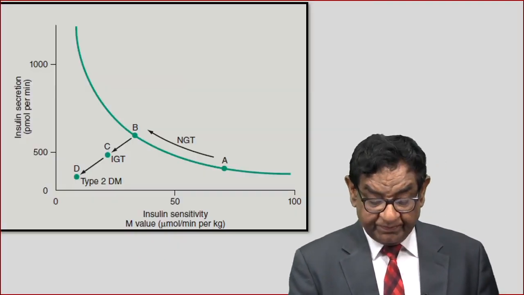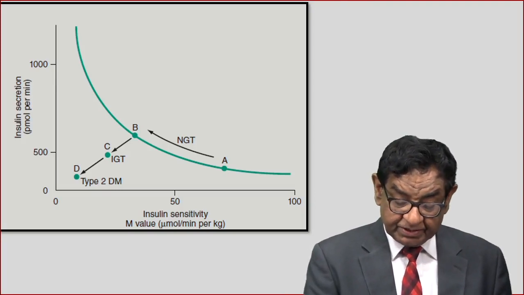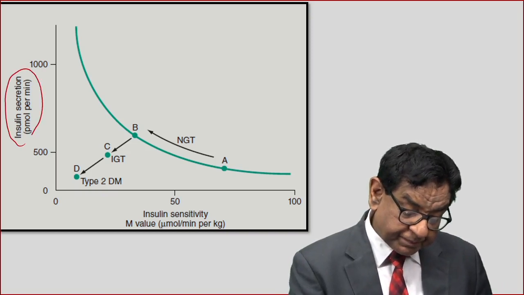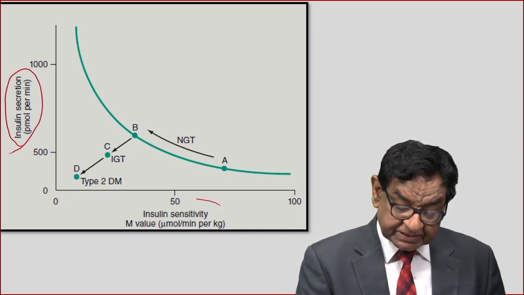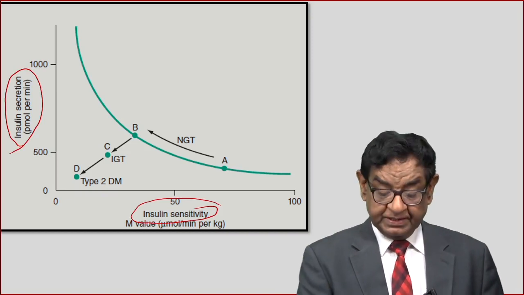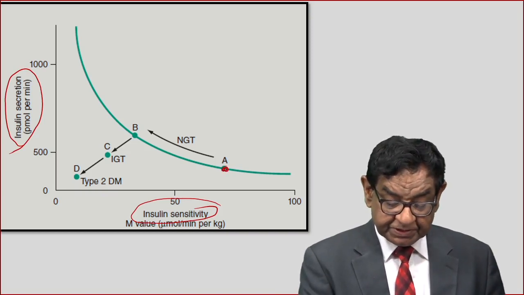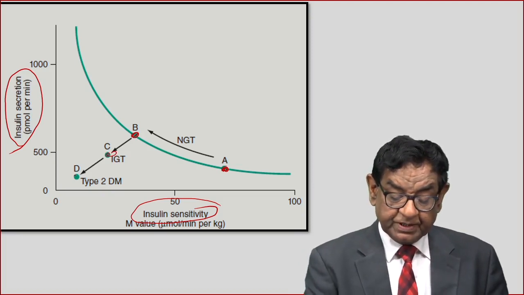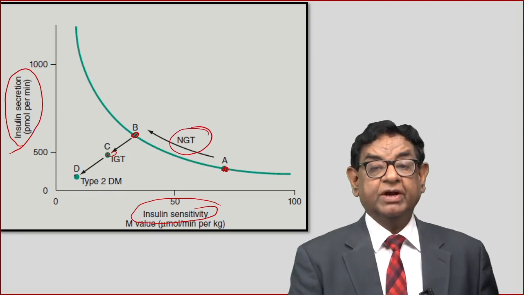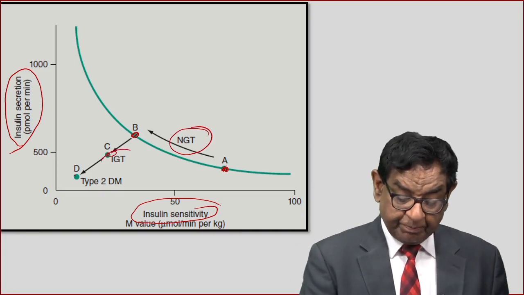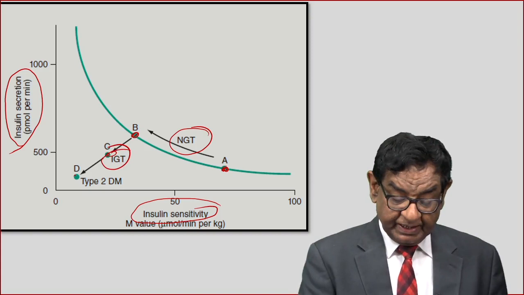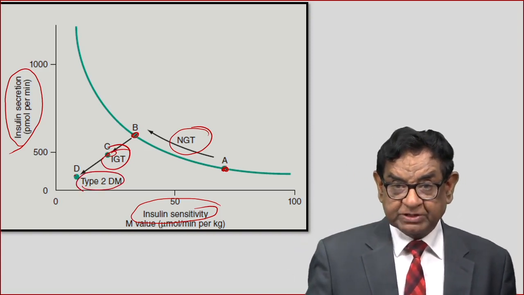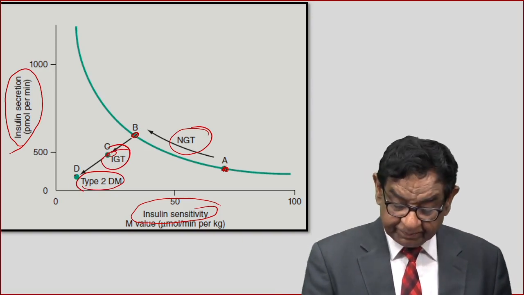So let us see the graph. Again, you can draw the diagram. Here is the insulin secretion. Here is the insulin sensitivity. Stage A, stage B, stage C, stage D. This is normal glucose tolerance, impaired glucose tolerance and type 2 diabetes. First you draw the diagram, and in the next slide I am going to explain what this diagram is.